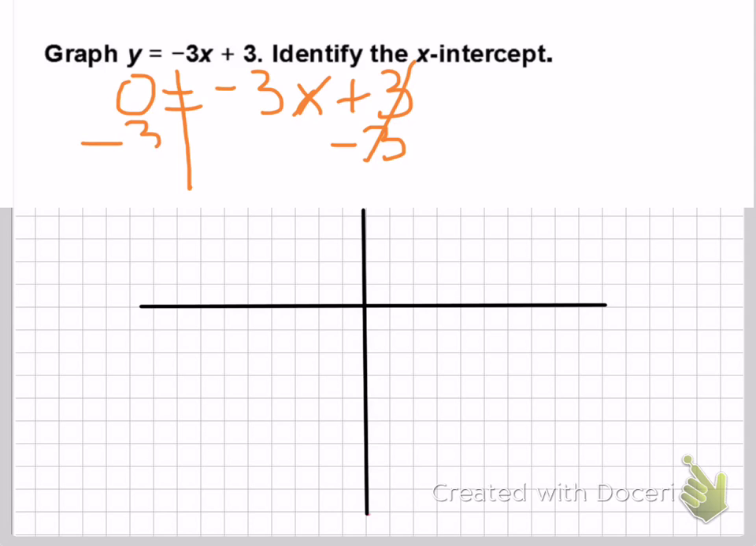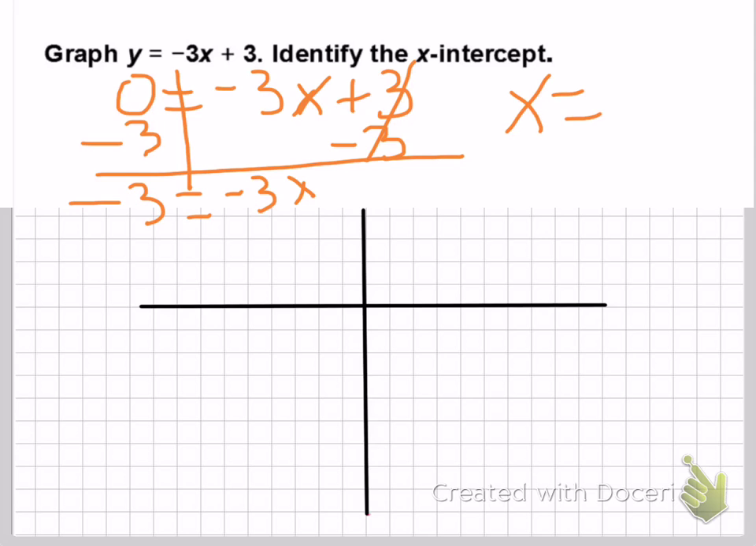So subtract 3 from both sides. Now I have -3 equals -3x, divided by -3. So -3 divided by -3 is +1. So when I graph this equation, my x-intercept is at 1. So it should hit the x-axis at +1. Let's see if that happens.